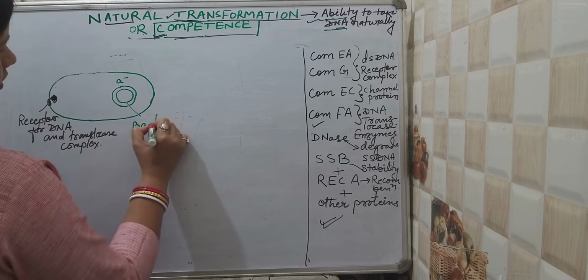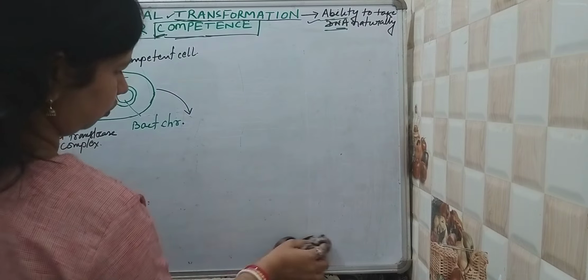Okay. Now what happens here? First of all, the competent bacterium binds to DNA and transports it into the cell. This competent bacterium binds the exogenous DNA through the receptor, and then afterwards the elaborative diagram will be like this. Here I should rub it.